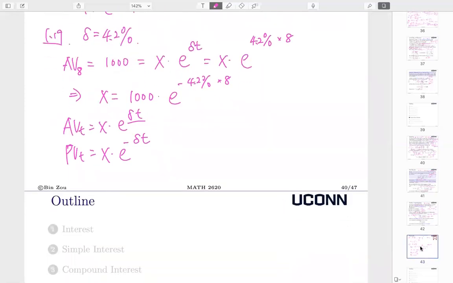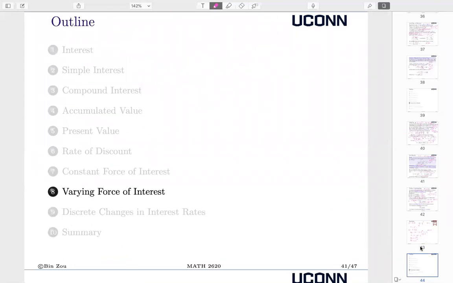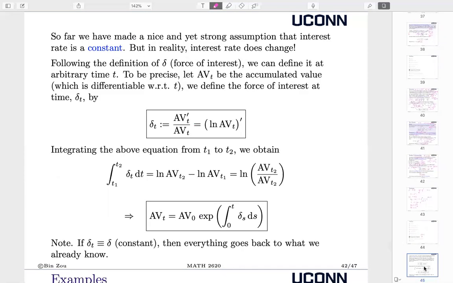The next section, we study varying force of interest. So your delta is no longer a constant. Your delta is a function of t. Here, delta t equals a constant in the earlier case, so that is the difference. The interest rate changes in section 8, which is slightly more practical because the interest rate does change. So what will change?